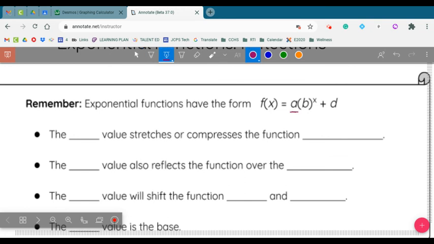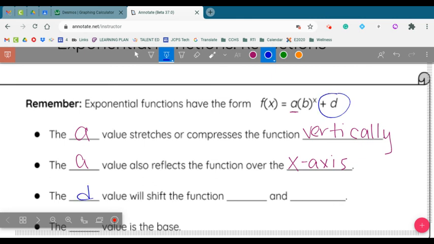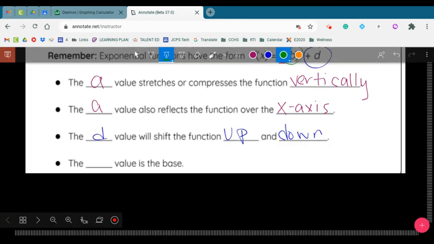If you remember, the a value, which is in front of your b, stretches or compresses it vertically and reflects it over the x-axis. So that's what we're going to talk about today. That negative sign in front of the a or the b is what is going to cause the reflection. The d value, which we talked about yesterday, shifts it up and down. And then the b value is our base.